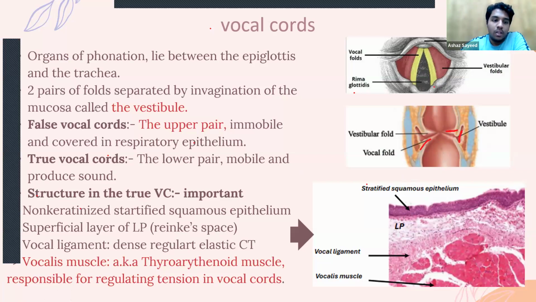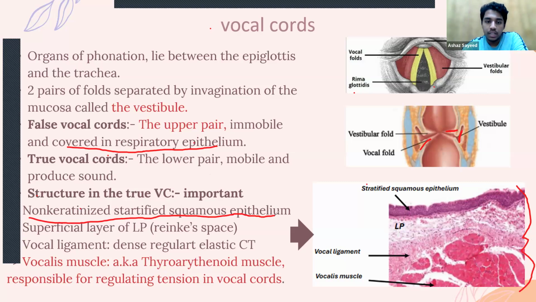The false vocal cords are the upper pair, and they are covered in respiratory epithelium. The true vocal cords are the lower pair. This is the histology slide of the true vocal cord, and it actually has non-keratinized stratified squamous epithelium. Remember the non-keratinized part, because this has been asked before. The epithelium on the false and the true vocal cords has been a previous year question. I think it was in my exam. So you have respiratory epithelium on your false vocal cords, and your true vocal cords have stratified squamous epithelium, which is non-keratinized.